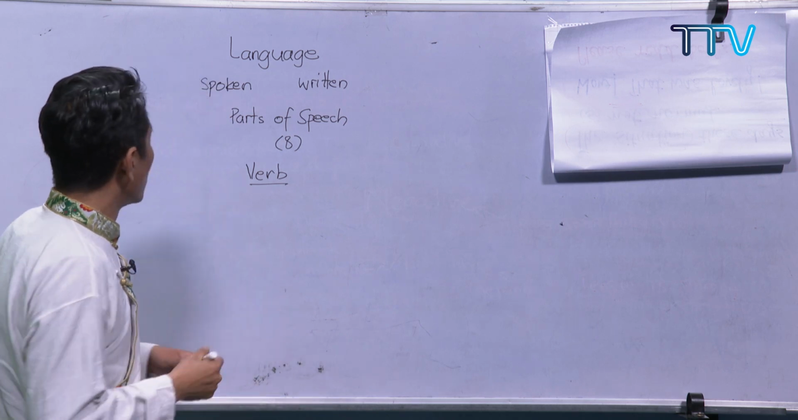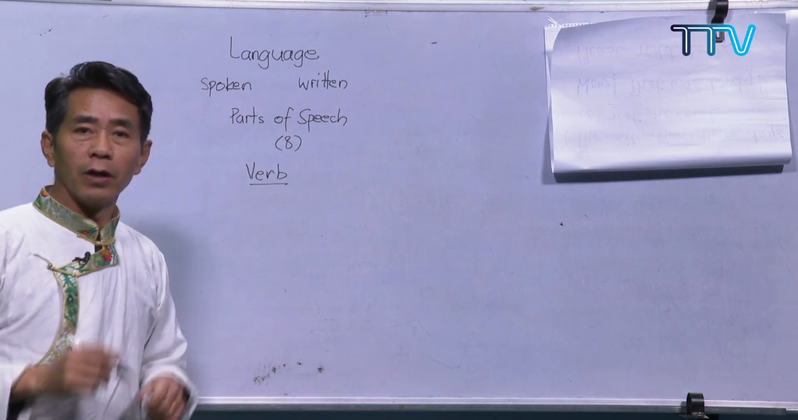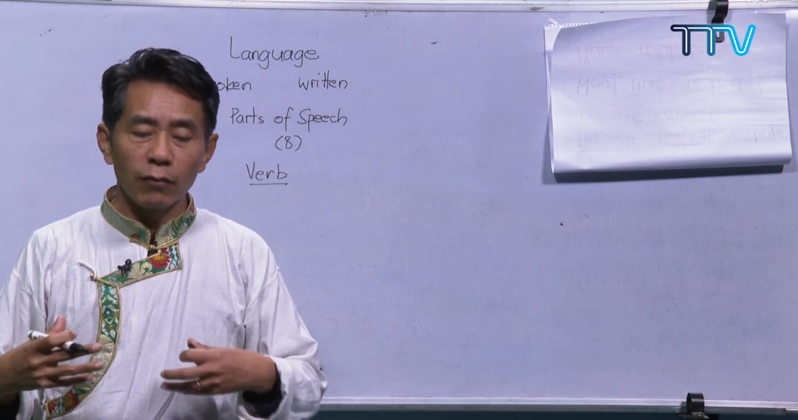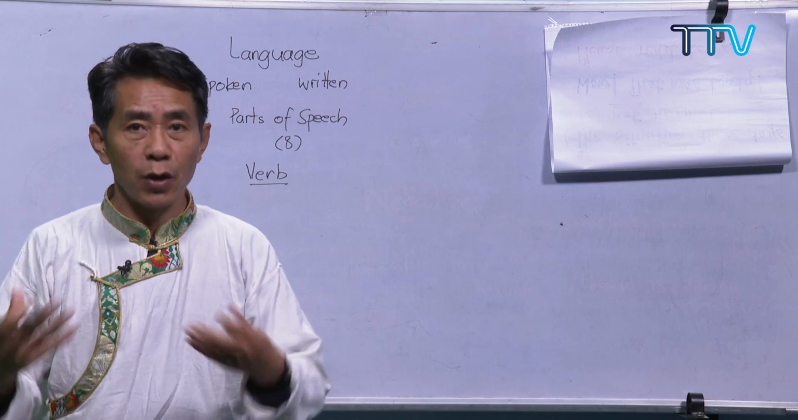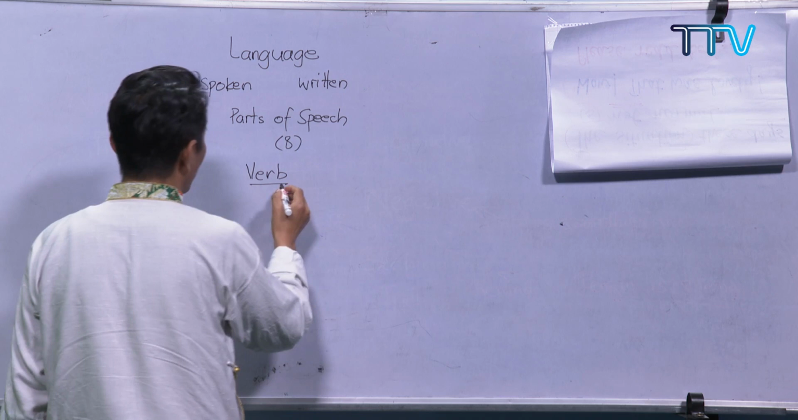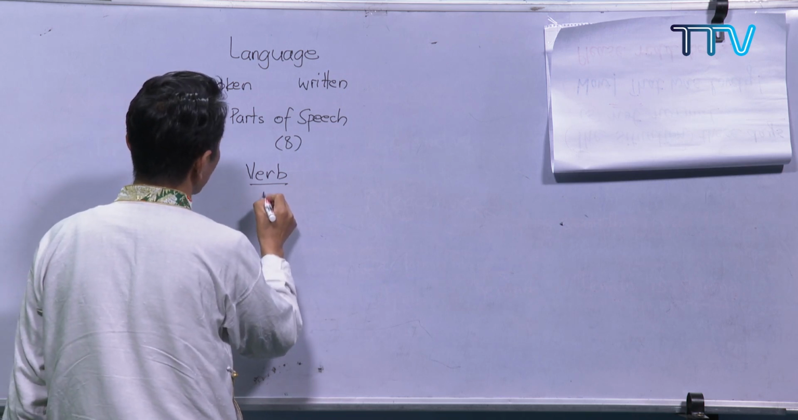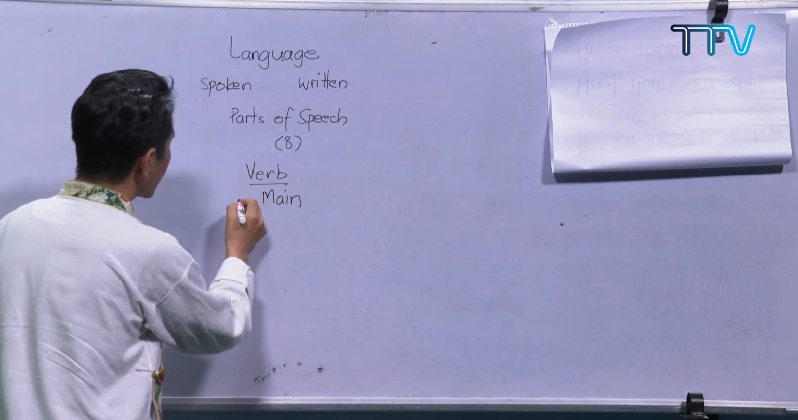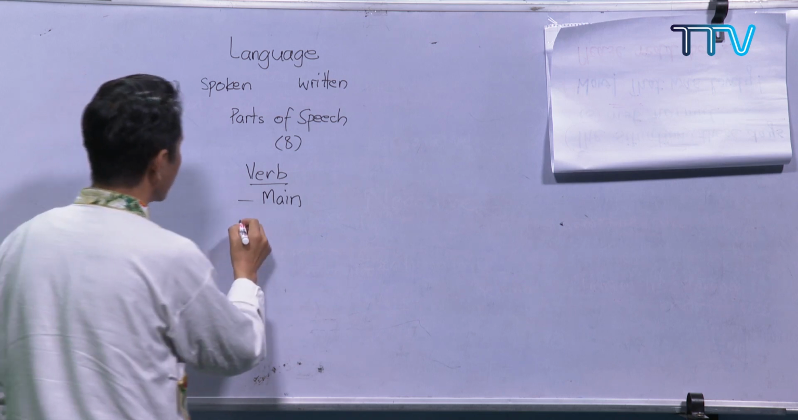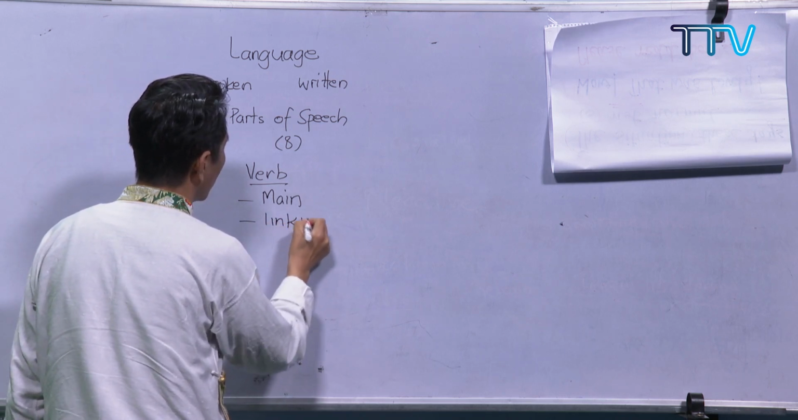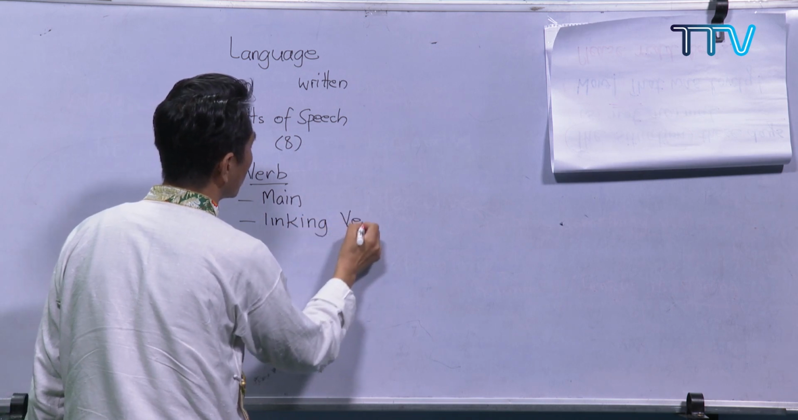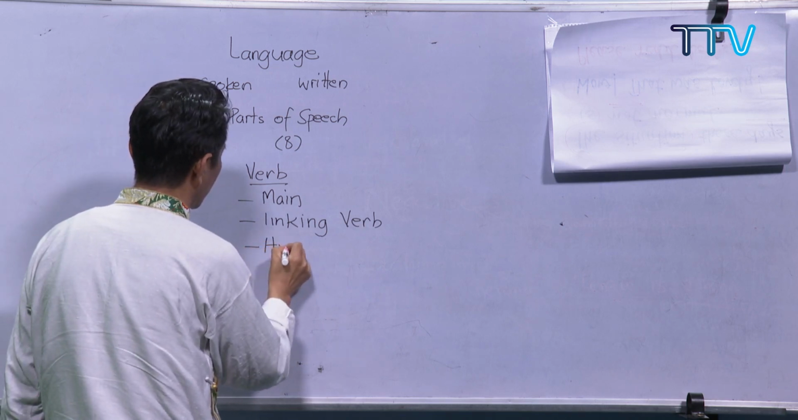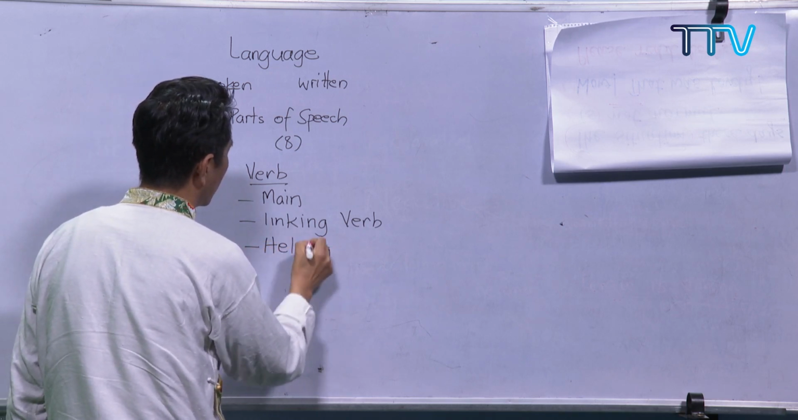And in verb, we have done the 3 forms of verb. I also remember telling you that when we say verb, it doesn't mean that the word should always show some action. No. In the verb form, there are 3. The first one is principal or the main verb. The second verb is called linking verb. And the third one is helping verb.